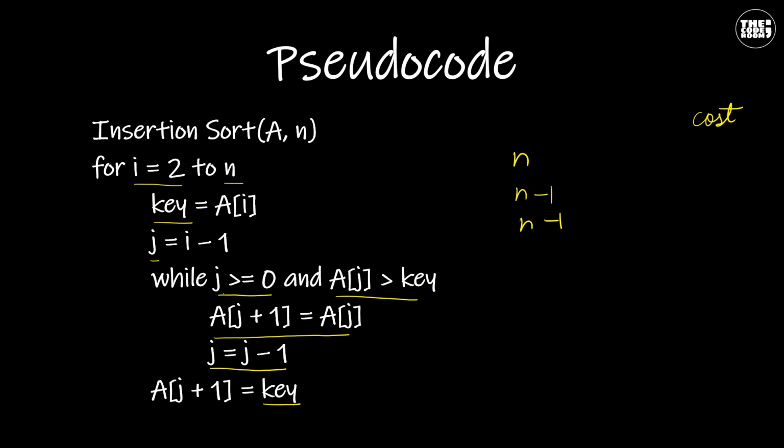Next, a while loop is dependent on a for loop and it decrements the value of j every time. We have seen that such while loops run n into n plus 1 divided by 2 minus 1 times and the statements inside them run n into n minus 1 by 2 times.